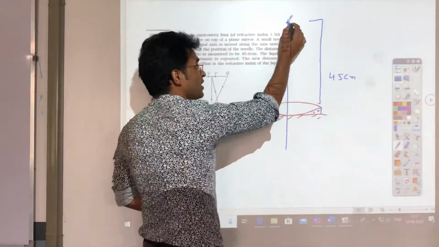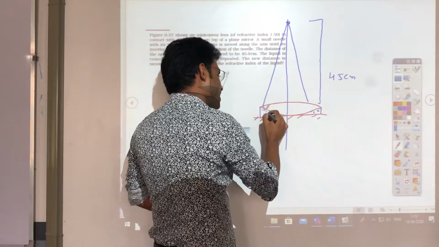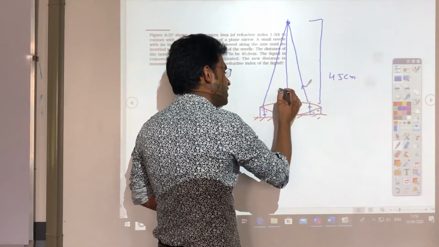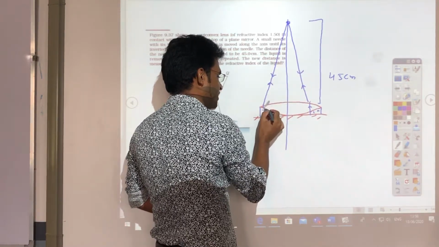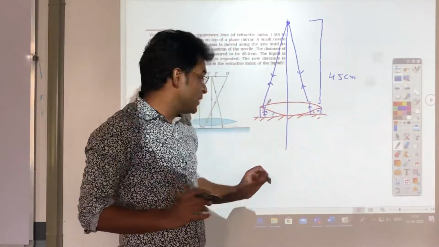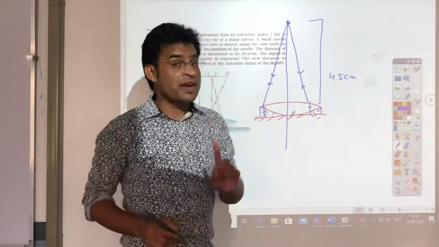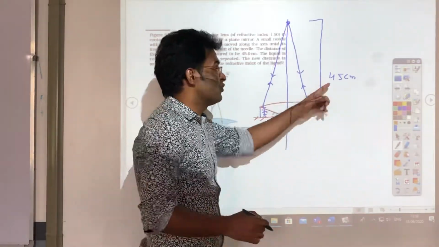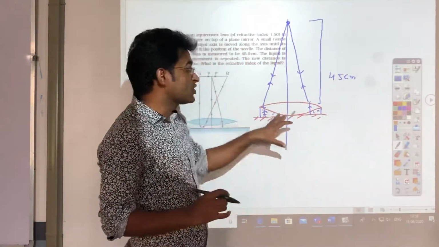It means whatever light ray is coming from that one will strike on this mirror, and it will retrace its path. It will bounce back. So if this line retraces its path, it means simply this line is parallel to the principal axis, and if something is parallel to the principal axis, it will converge at the focus. So what I am telling is, this 45 centimeter that is given is the focus of this combination.